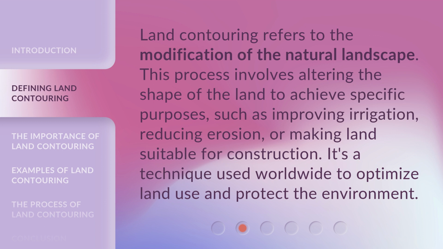Land contouring refers to the modification of the natural landscape. This process involves altering the shape of the land to achieve specific purposes, such as improving irrigation, reducing erosion, or making land suitable for construction. It's a technique used worldwide to optimize land use and protect the environment.